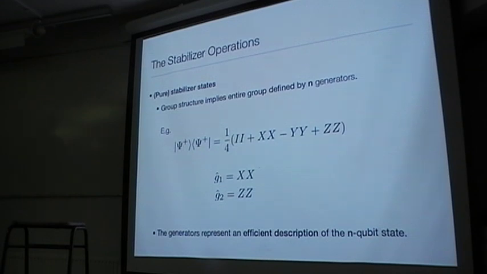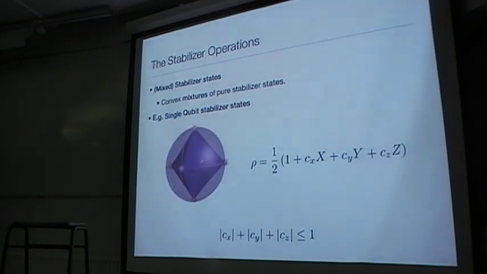Okay. So these generators play a very important role in describing the state. And as I said, there are n of these for any n-qubit stabilizer state. Okay. So in magic state distillation, we're going to be interested in mixed states. So we generalize slightly the definition of stabilizer states to include convex mixtures. That just means we can use a random number generator to prepare these states. With a certain probability, we prepare one of the stabilizer states.